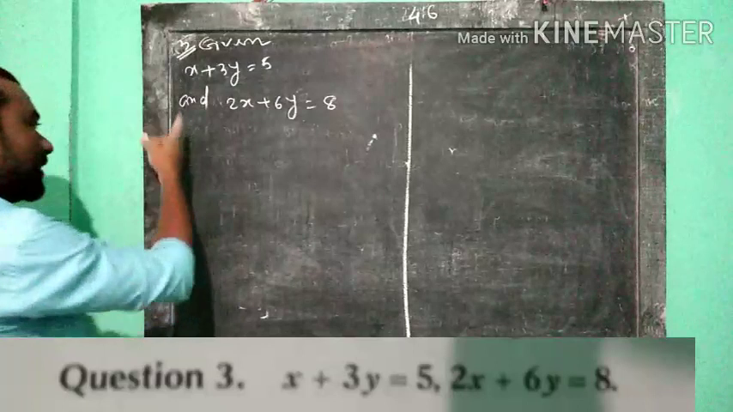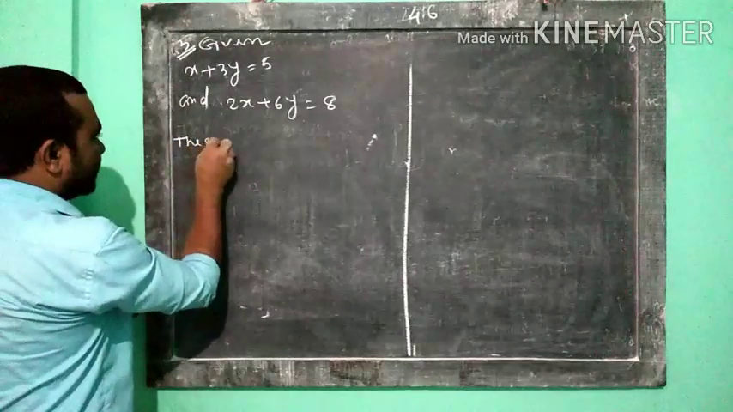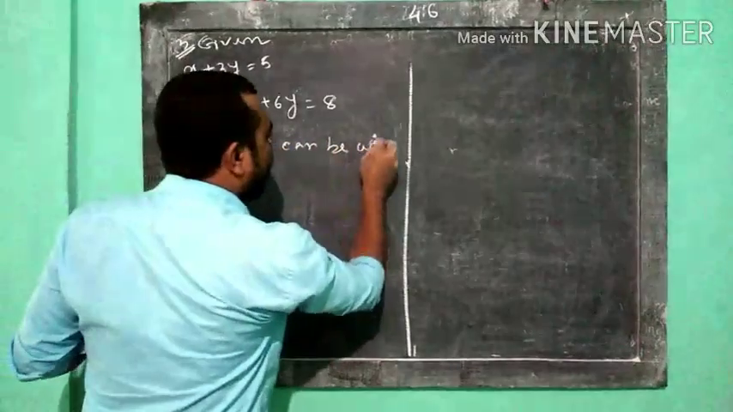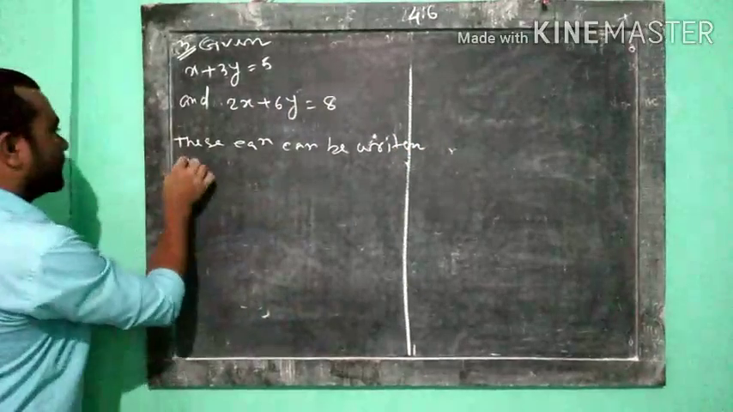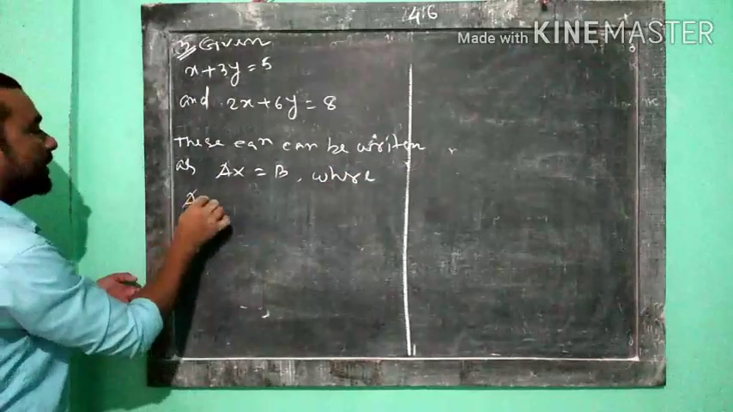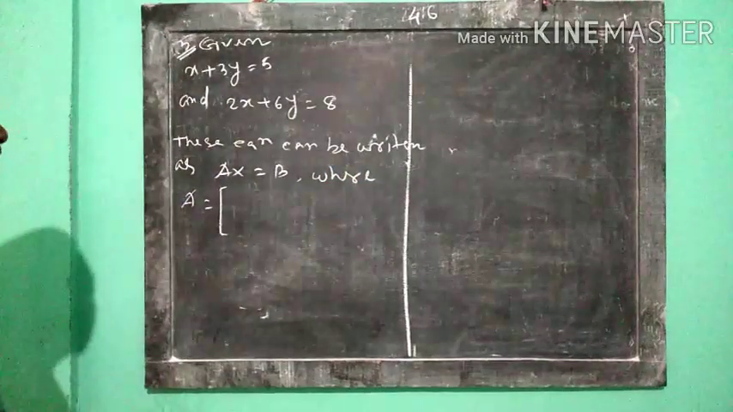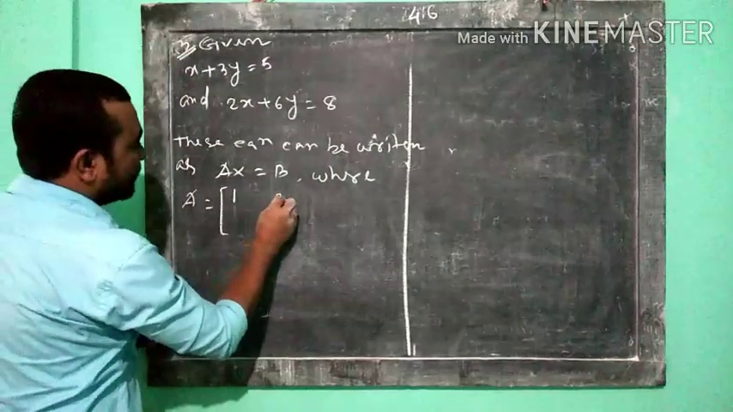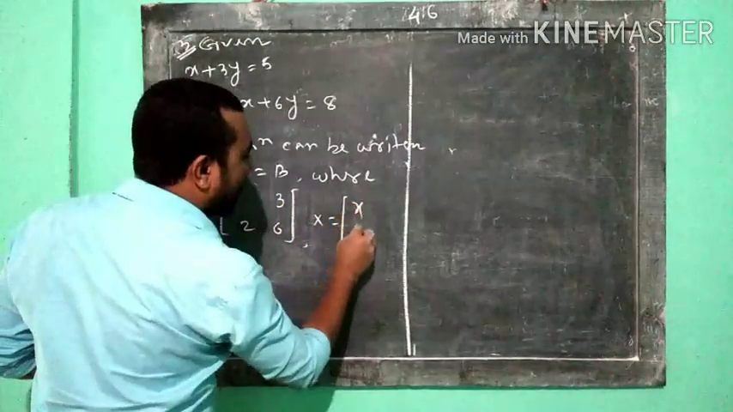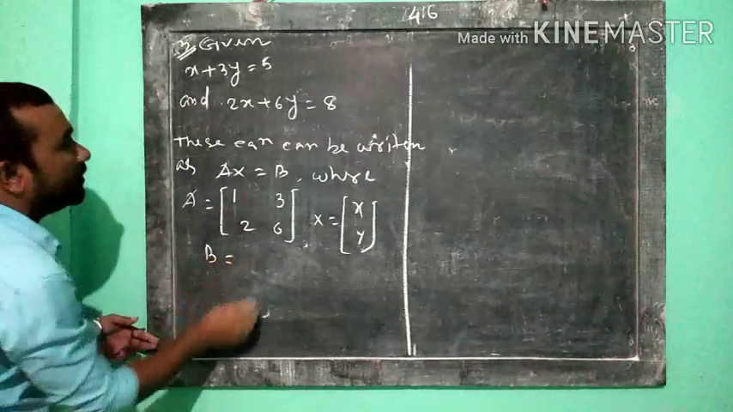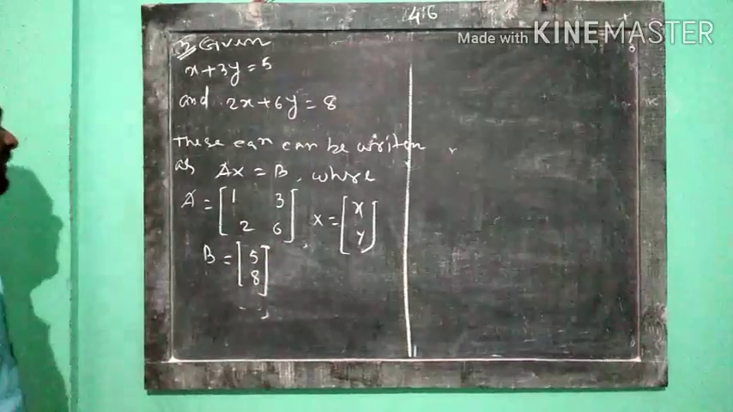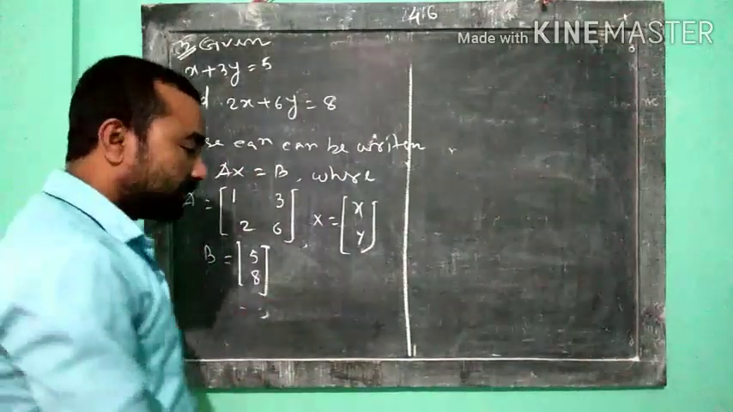So this equation can be written as AX equal to B, where A is the coefficients of x and y: coefficient of x is 1, this is 3, this is 2, and this is 6. And X is the variables x and y. And B is equal to 5, 8. This is B.